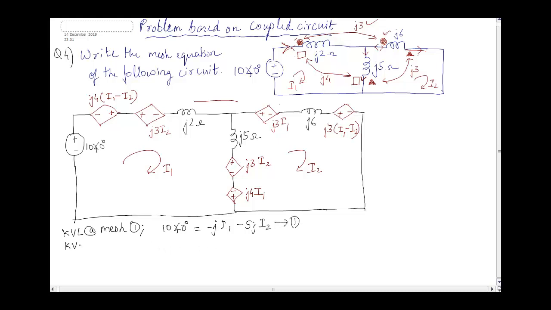Similarly, for the KVL at mesh 2, remember we have to put the polarity plus minus based on the direction of the current I2. I put the polarity, write the equation, and finally I get 0 is equal to 5j I1 plus 5j I2. What they have asked is just to get the mesh equations, so these are the two mesh equations that we have. We can write them in matrix form if you wish.